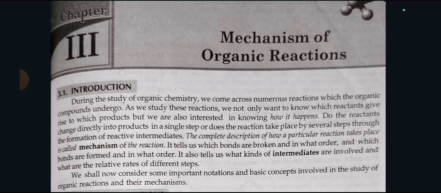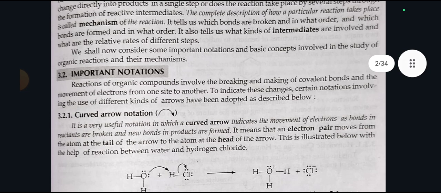The complete description of how a particular reaction takes place is called the mechanism of the reaction. It tells us which bonds are broken and in what order, and which bonds are formed and in what order. It also tells us about the kinds of intermediates involved and what are the relative rates of different steps. We shall now consider some important notions and basic concepts involved in the study of organic reactions and their mechanism.